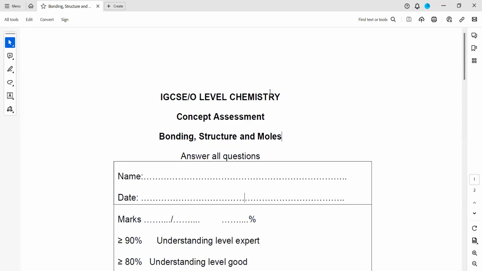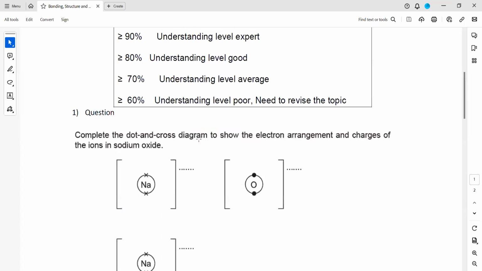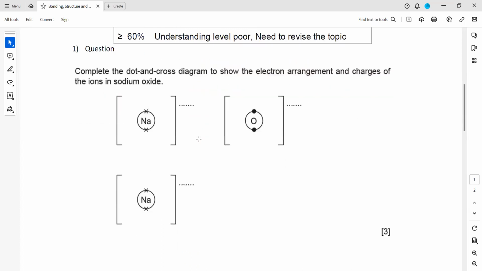So this was a pop quiz related to bonding structure in the moles. The first question is to draw a dot and cross diagram to show the electron arrangement and the charges in the sodium ion and the oxygen ion in sodium oxide. Whenever you draw a dot and cross diagram for ionic compounds, first write the configuration for the atom. Sodium's atomic number is 11, so it will be 2, 8, 1. And for oxygen, it is 8, so it will be 2, 6.